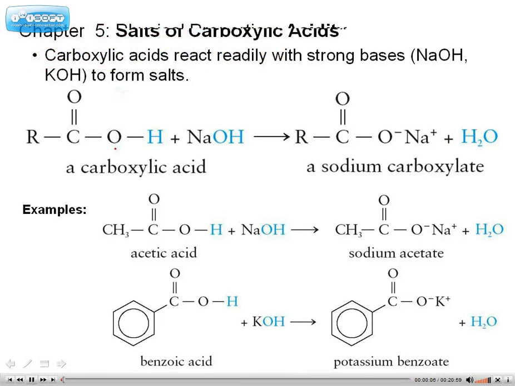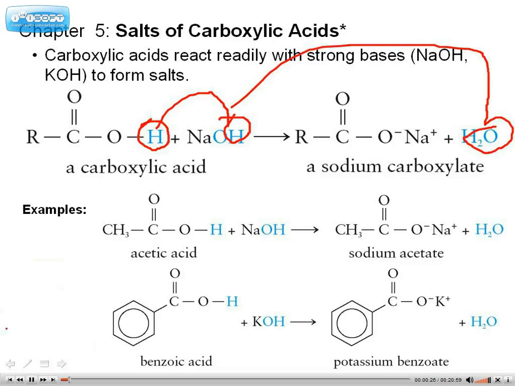Now, if we were to have a strong basic solution where sodium hydroxide is present, what's going to happen is the hydrogen and the hydroxide are going to form water, and the sodium, which is normally a positive charge, will balance out the negative charge on the original alcohol oxygen. So you can think of it as opposite charges attracting.